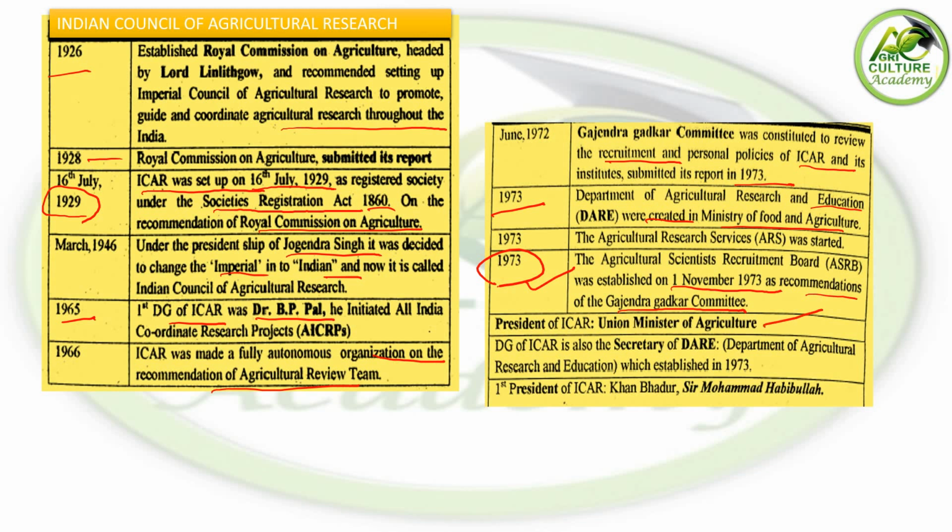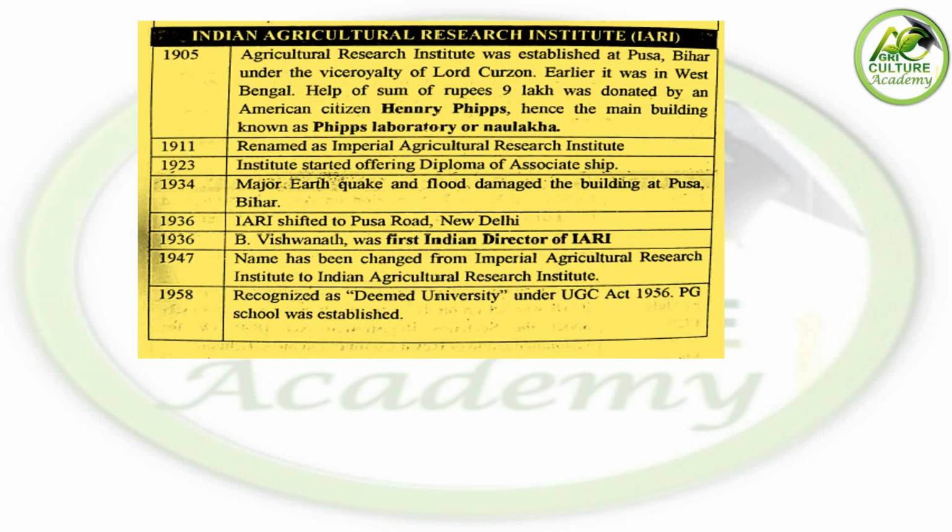President of ICAR is always the Union Minister of Agriculture. Now the Union Minister of Agriculture is Sri Shivraj Singh Chauhan. And who is the Secretary of DARE and DG of ICAR? Now DG of ICAR is Dr. Himanshu Pathak. First President of ICAR Khan Bahadur Sir Mohammad Habibullah. This one also question. First President of ICAR. Then in Indian Agricultural Research Institute, we will see about IARI.